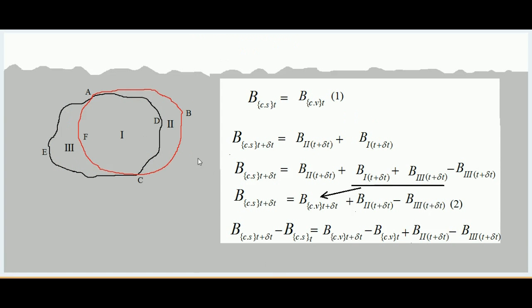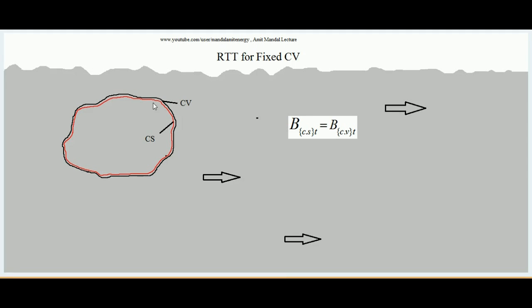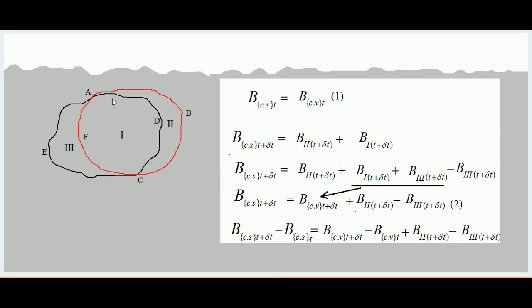Now suppose at time t plus delta t, the control system which was previously just fitting inside this control volume moves out of the control volume. We can see that the new position of the control system is AFCB, this region. By the red colored outline I am showing the current position of the control system after time t plus delta t. Now after time t plus delta t, we can see that this control volume and control system consist of three regions.